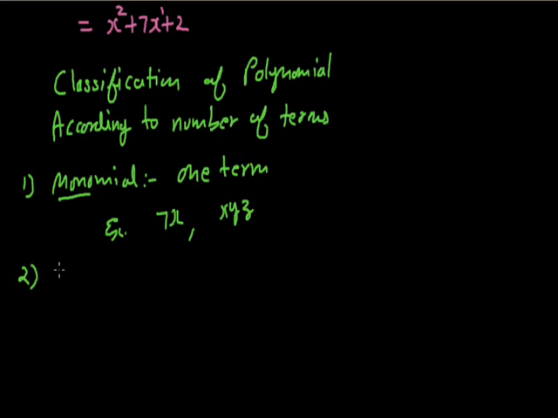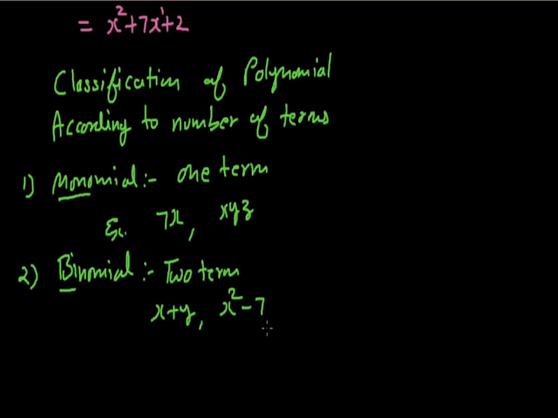Now the next classification is binomial. As the name suggests, bi means two. So if a polynomial contains two terms, we call it a binomial. For example, x plus y, because these are the two terms, x and y. Let's say another example, x square minus 7. It is also a binomial because it contains two terms. One term is x square, another term is 7.